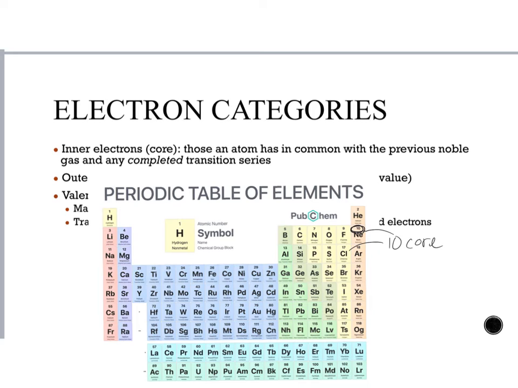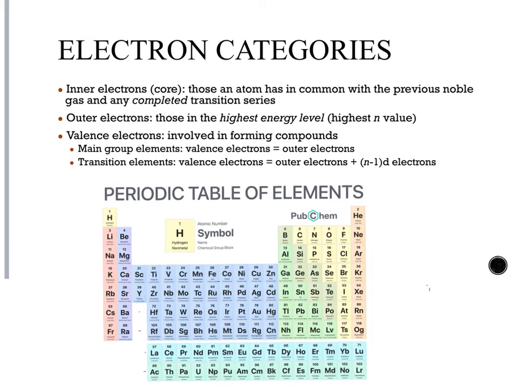Let's do one more, for an element that does have a completed transition series. Let's say I asked you for the core electrons in selenium. I would look to its most recent noble gas, which is argon, and that is 18. And I see if there's any recent completed transition series, and there is. Right before it is a transition series, and that holds 10. So selenium is 18 plus 10, and that equals 28.